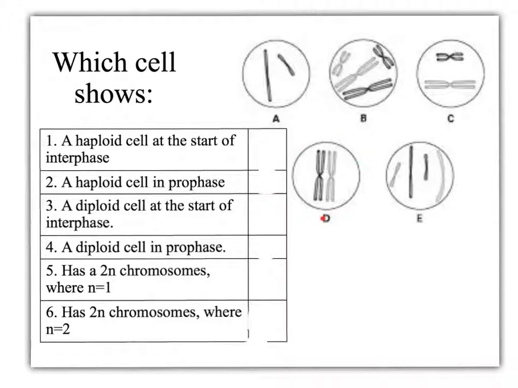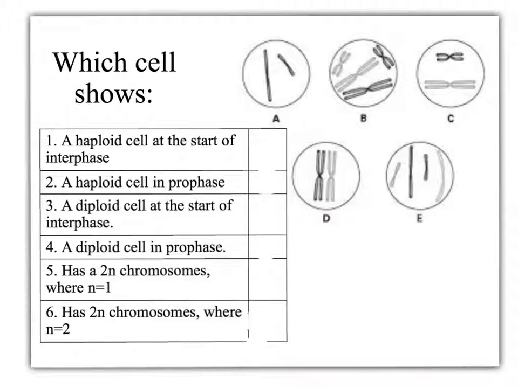D is also a diploid cell. Over here we've only got 1 pair, but these are a pair of homologous chromosomes because they're the same size. A and C are both haploid cells. We know they're haploid because their chromosomes are different sizes, therefore they are not homologous pairs. In A these chromosomes have not replicated, whereas in C they have replicated. We can now fill in the answers.